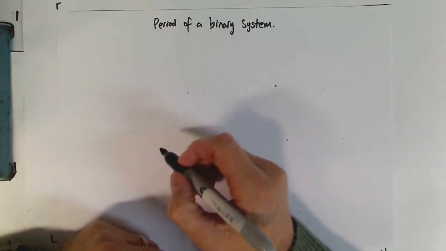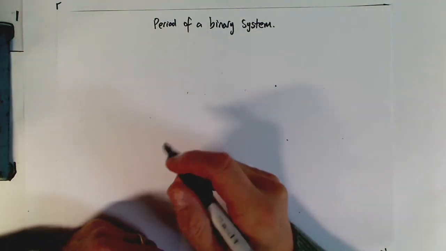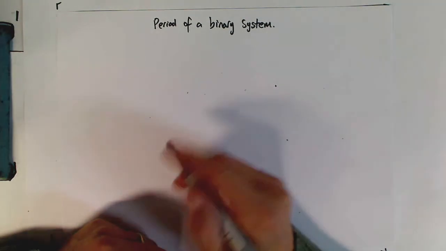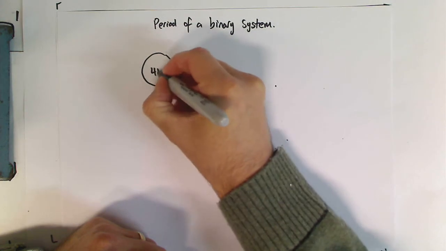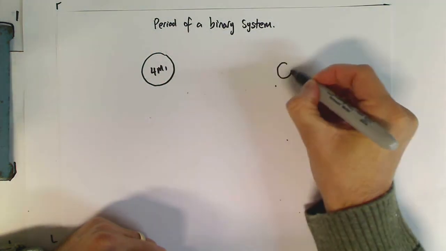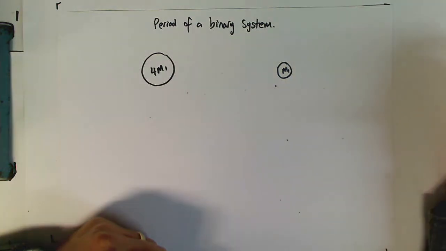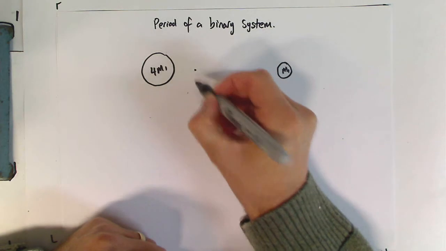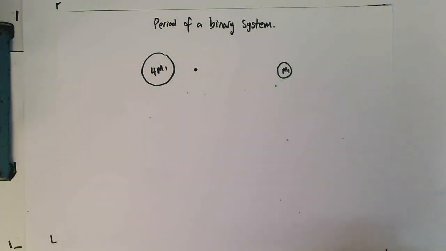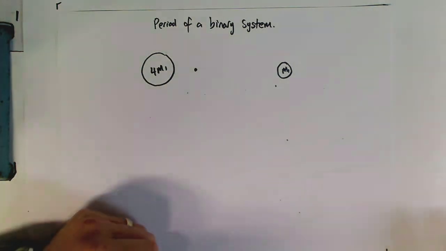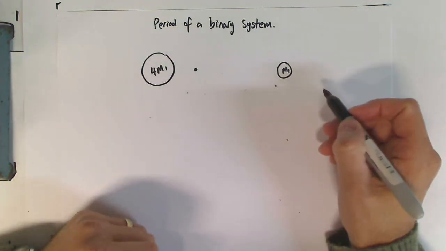Alright, what I want to look at here is the period of a binary system. What I want to show is that when you've got two bodies, we'll call this one 4m1 and we'll call this one m1, rotating about each other, you should know already that they rotate about the center of mass, which I'll put just there. But what I want to show here is that the period for the rotation is the same for both of them. Might seem trivial and obvious, but let's just show that it is so.